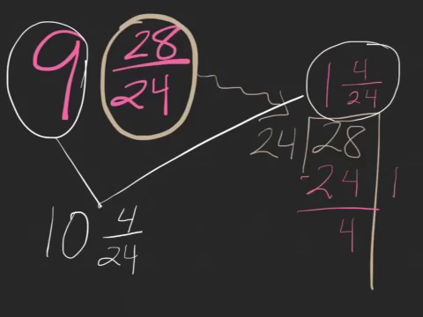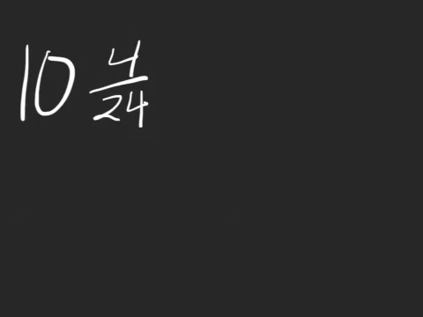Can that be simplified? Why, yes it can. 10 and 4/24. That 4/24, we know it can be simplified, or as some people might say, reduced. First of all, they're both even, so we know that we could at least cut them in half. But I'm going to challenge you to find that GCF, the greatest common factor, so that you're not having to do it again and again and again. Sometimes it can go on for a few steps. So let's see if we can just find the greatest common factor that 4 and 24 share.